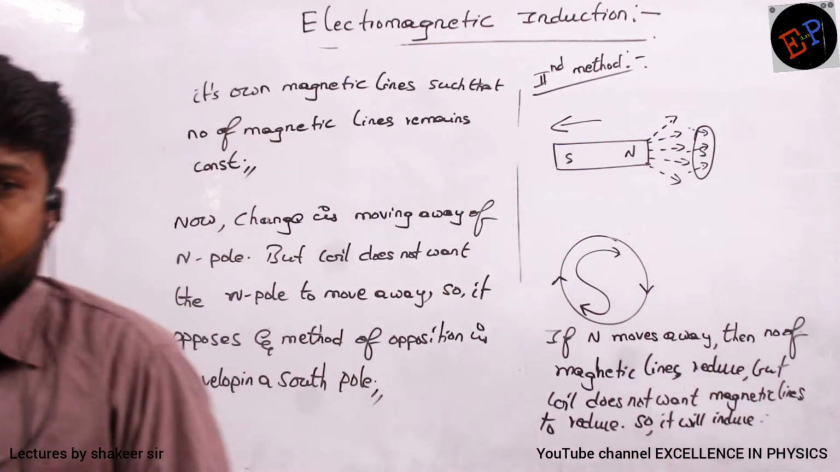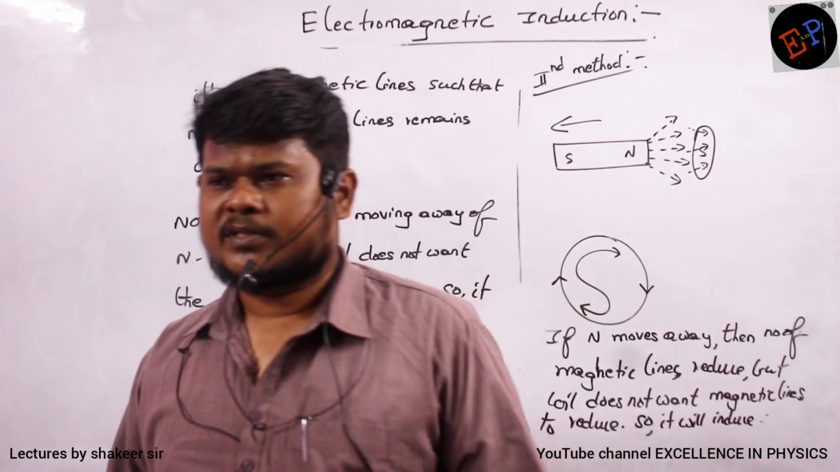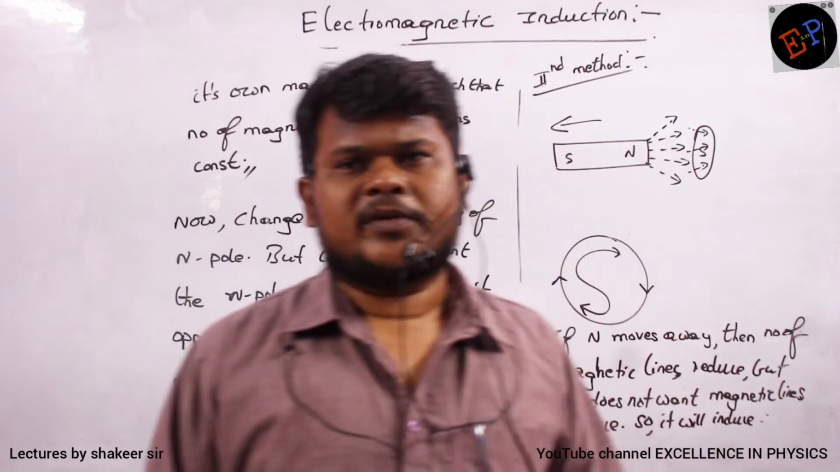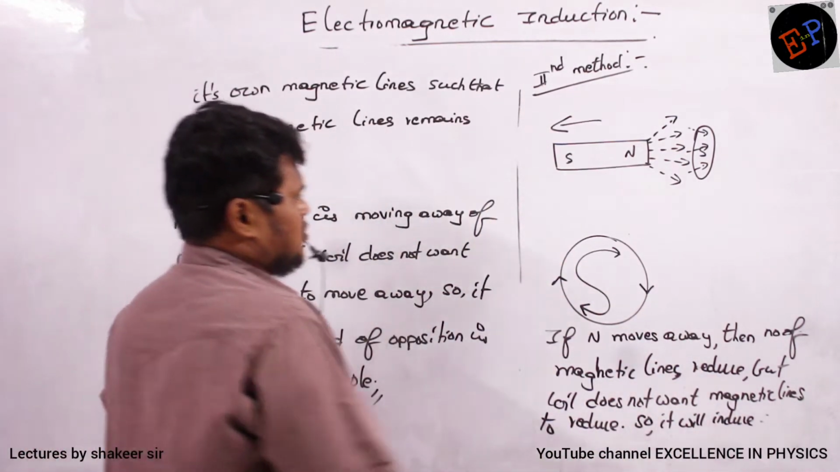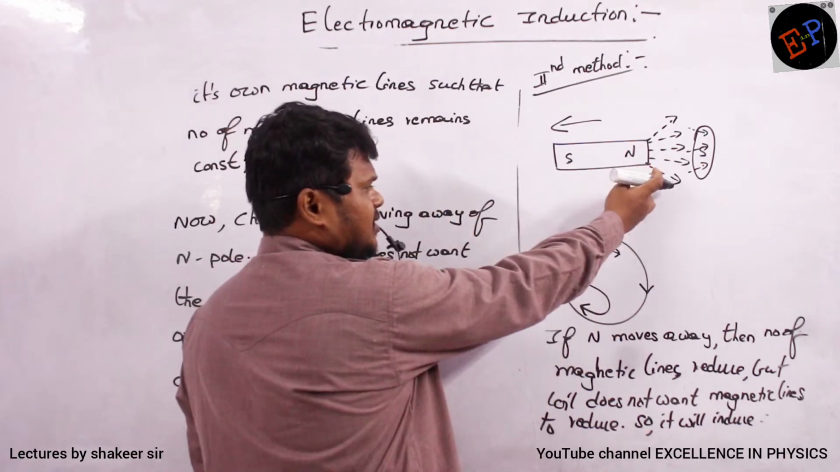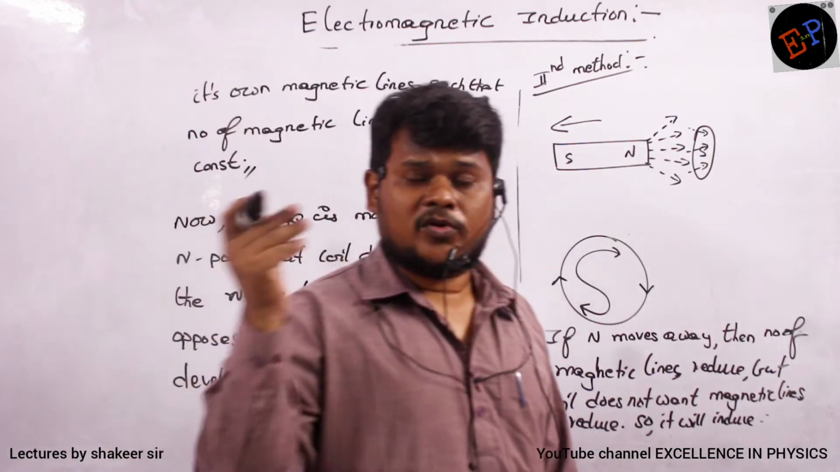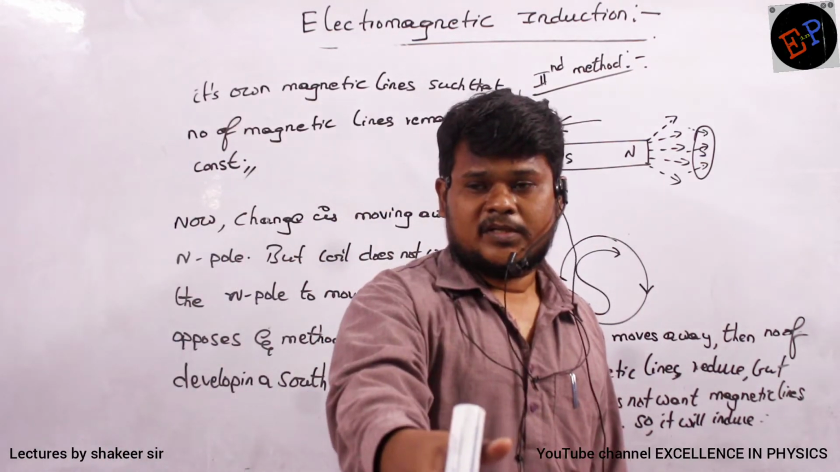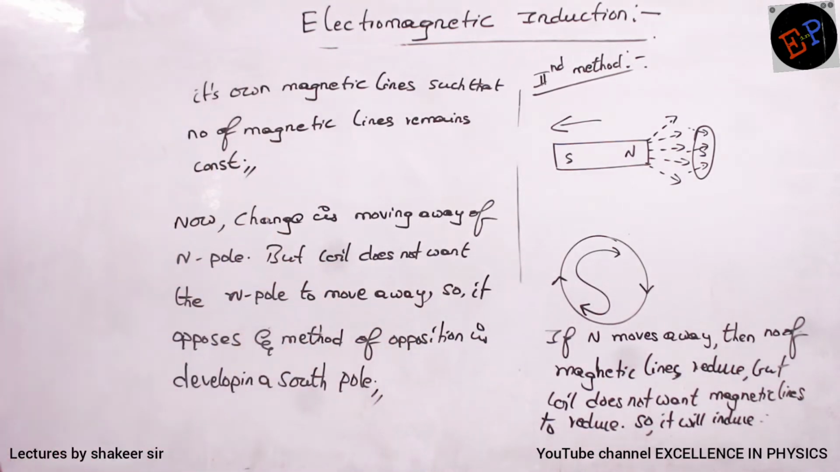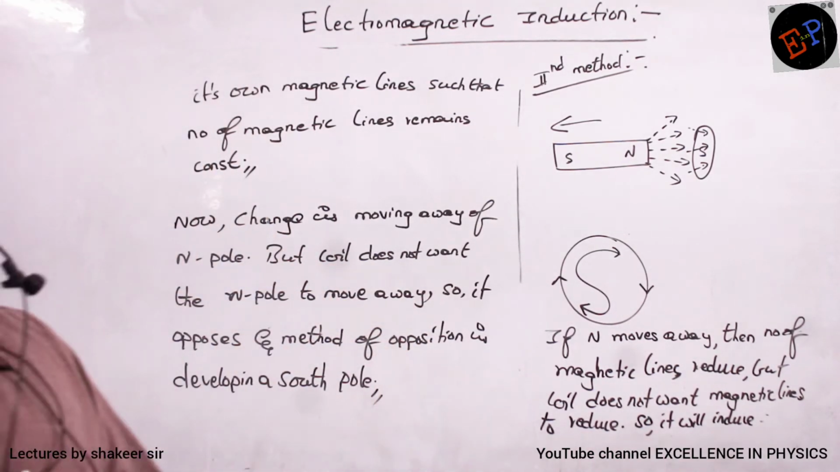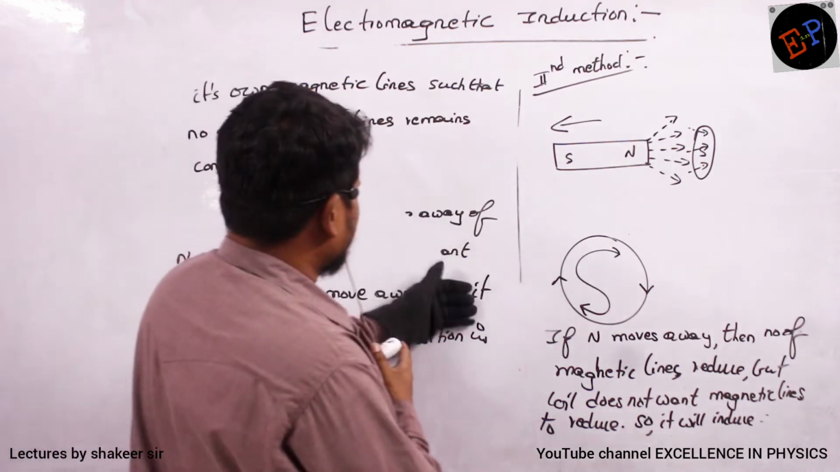It is not that by using one method you can do all the problems. No, you should remember all the methods, so each method will be used in each problem. So when a magnet moves away, the number of magnetic lines reduces, but a coil does not want the magnetic lines to reduce, so it will induce its own magnetic lines in the same direction, so that the number of magnetic lines remains constant. So this is what is called Lenz law.